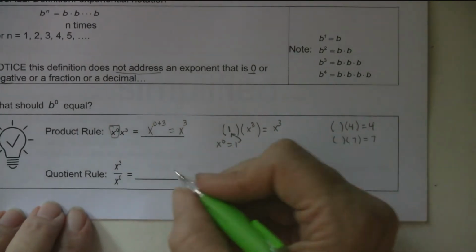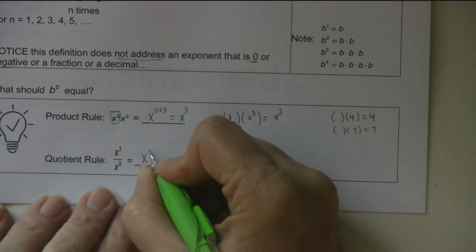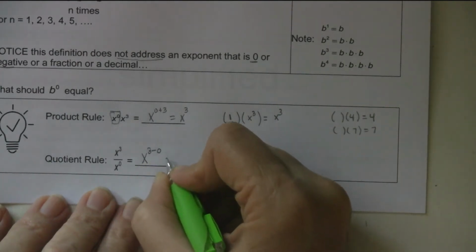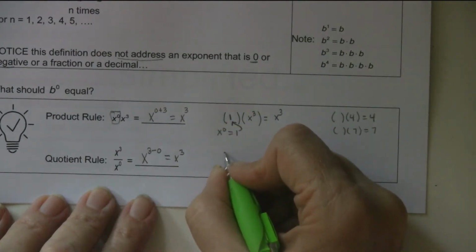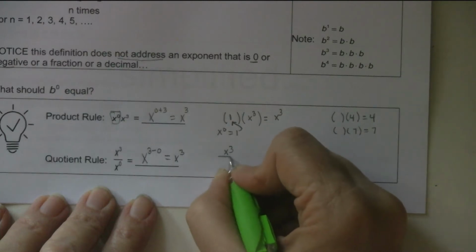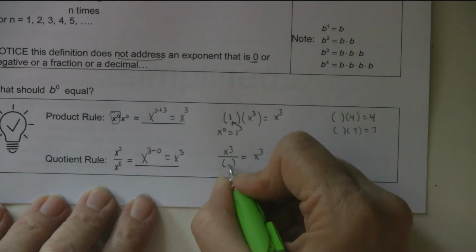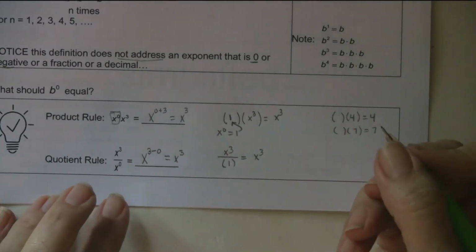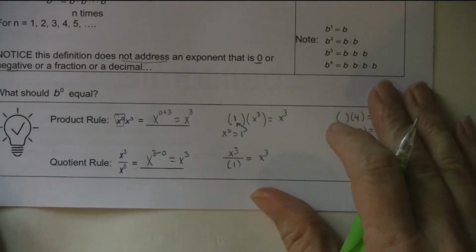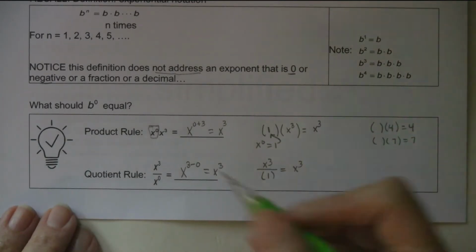And so let's try it with the quotient rule. Well, the quotient rule says you take the base and you write it down and you subtract the exponents. 3 take away 0, and I get x to the 3rd here. And so I'll ask you again, when you take x to the 3rd and you divide it by something, you get exactly x to the 3rd. So what are you suspecting that you're dividing by? 1, right?